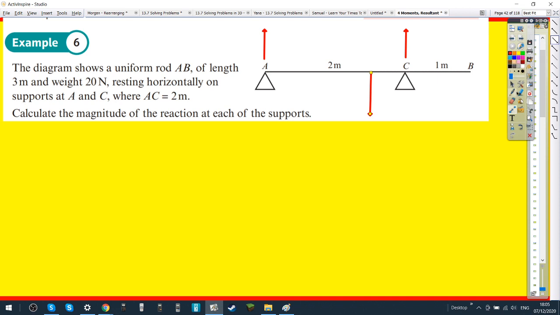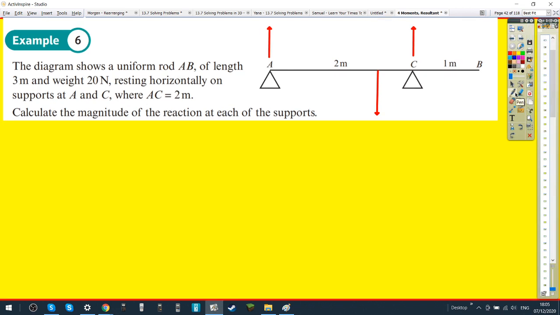So let's say try taking moments about A. I just need to grab my pen one second. Oops. Okay.